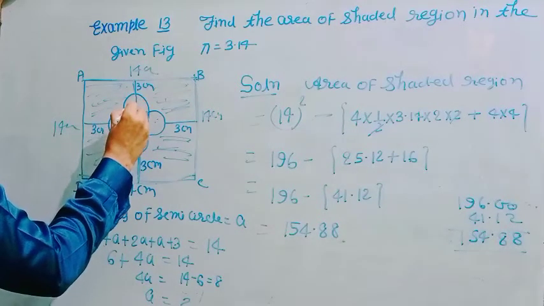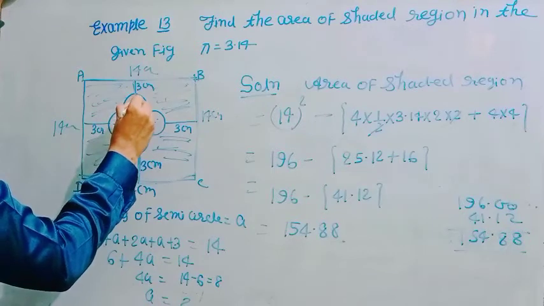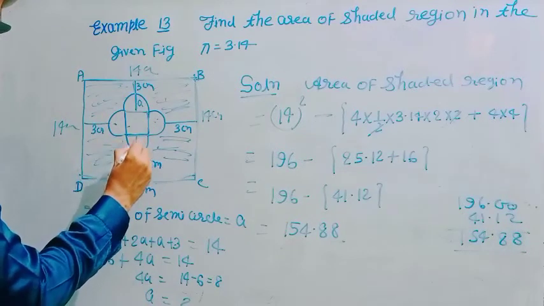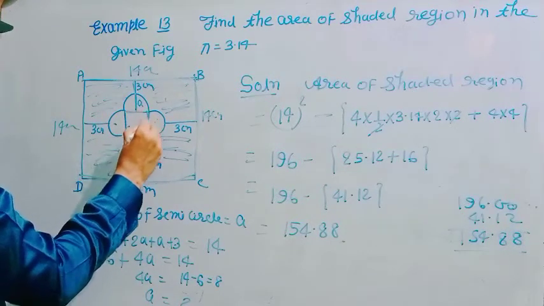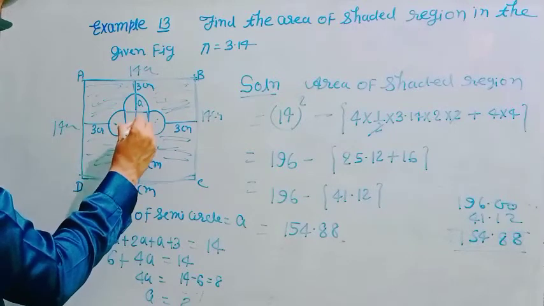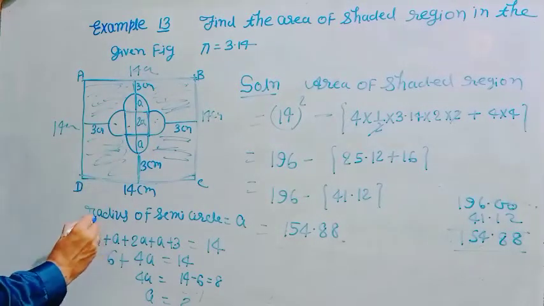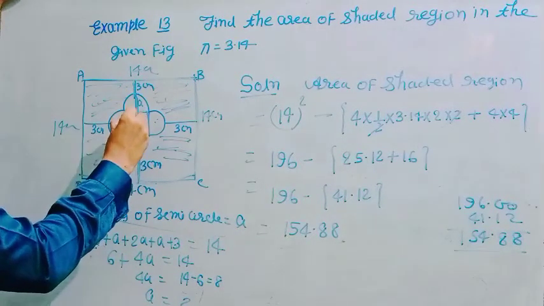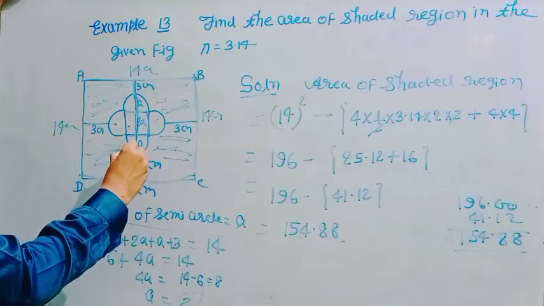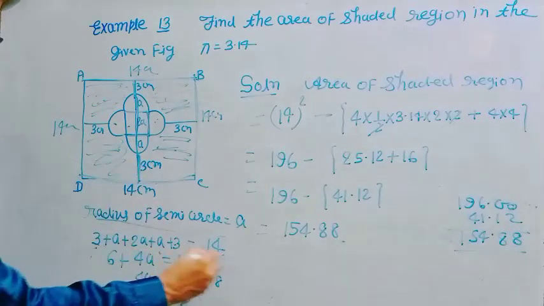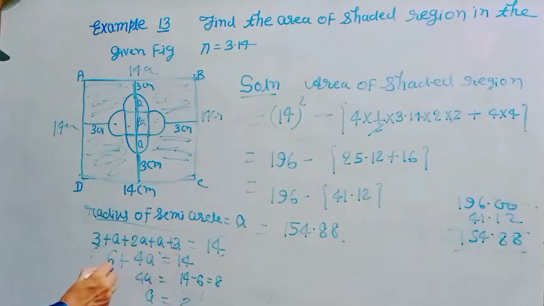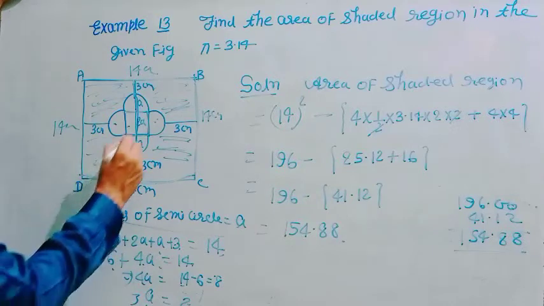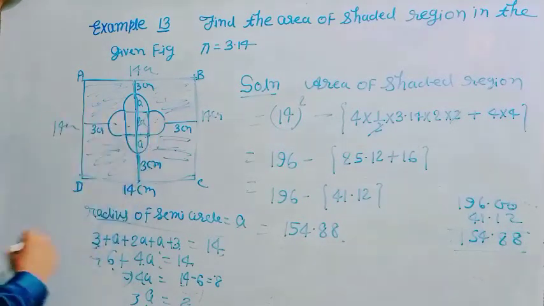I suppose that it is the semicircle and the radius is a. So it is a, it is also a, and it is the diameter of the semicircle, so it is 2a. So if the radius of the semicircle is a, then 3 plus a plus 2a plus a plus 3 is equal to 14. That is 6 plus 4a is equal to 14. That means 4a is equal to 8. So a is equal to 2. That means the radius of this semicircle is 2.